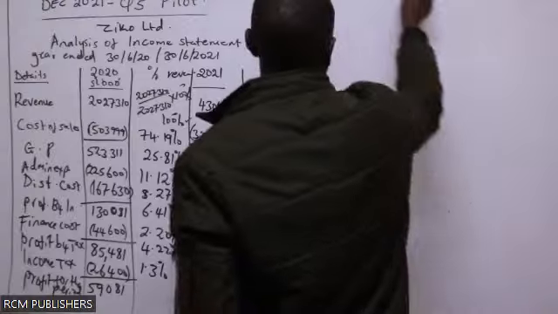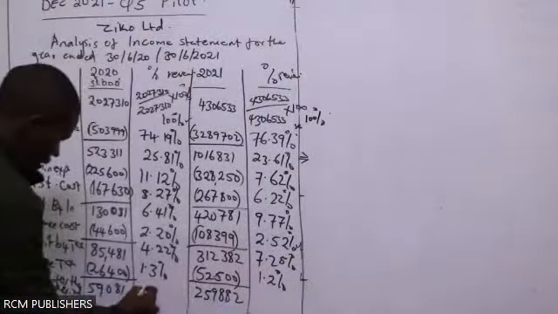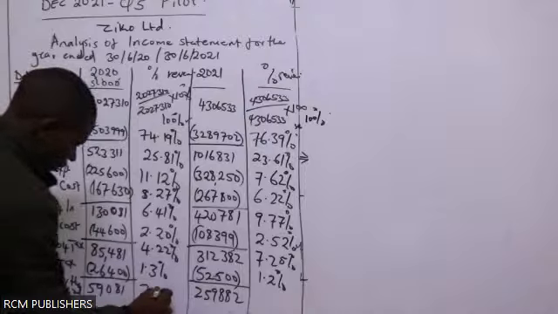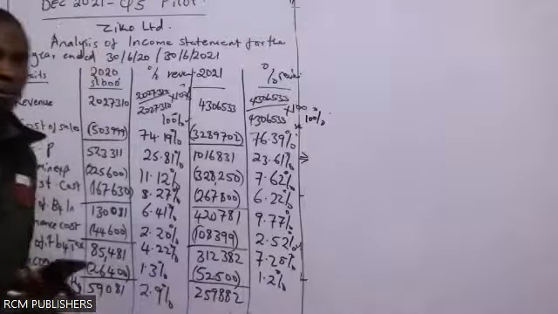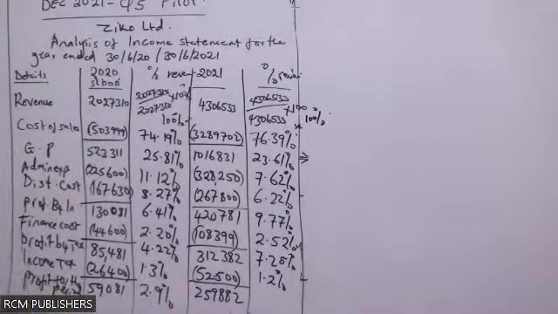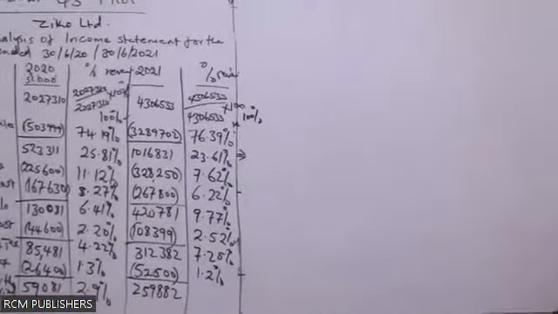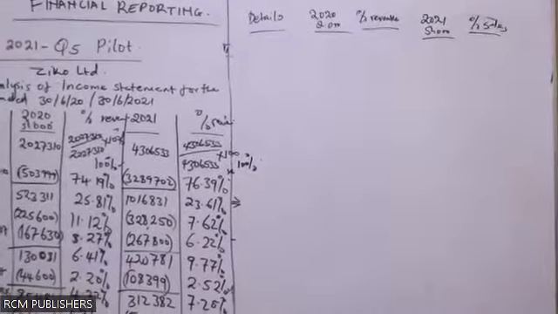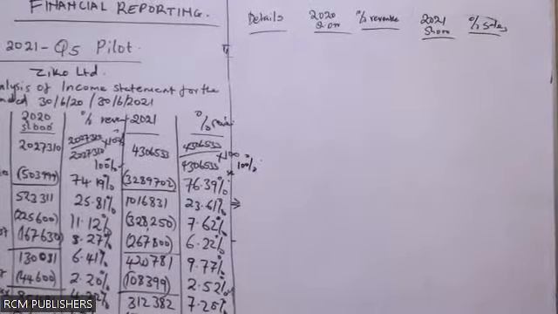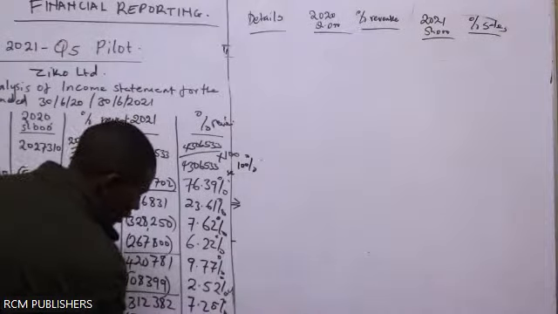Haina shida. Haionekani 2.9 hapa, napewa 2.9%. What about 2021? 2021 ni ngapi? Tafadhali atie 2021 as I adjust this one. 6.0. So you can see the profit for 2021 is different.